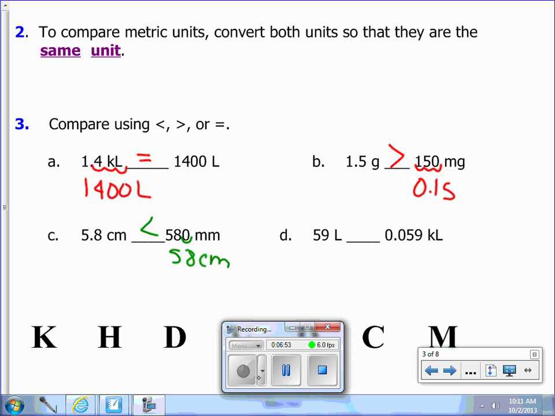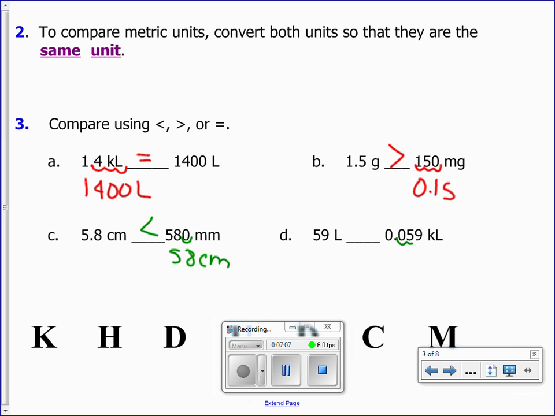Now we're going to change the kiloliters to liters. What would that be? Changing 59 thousandths kiloliters to liters. Yes. Equal to. So this one will be 59 liters. So it will be equal to.